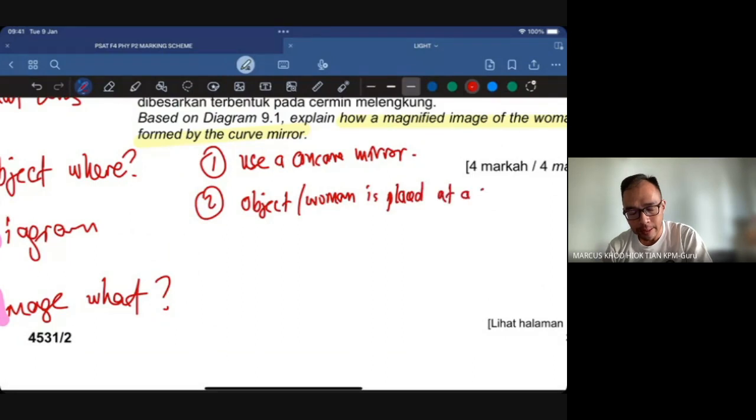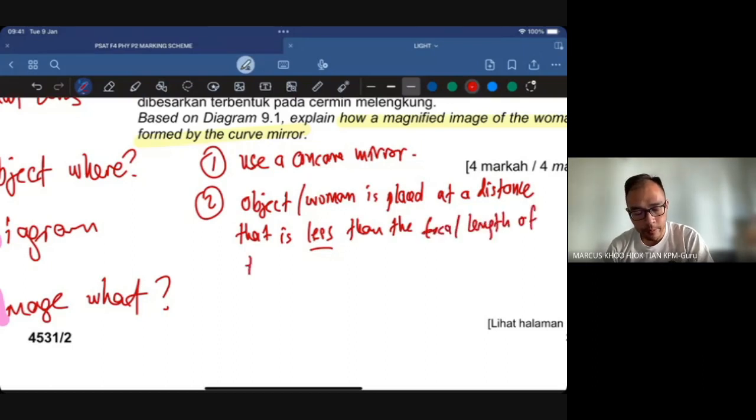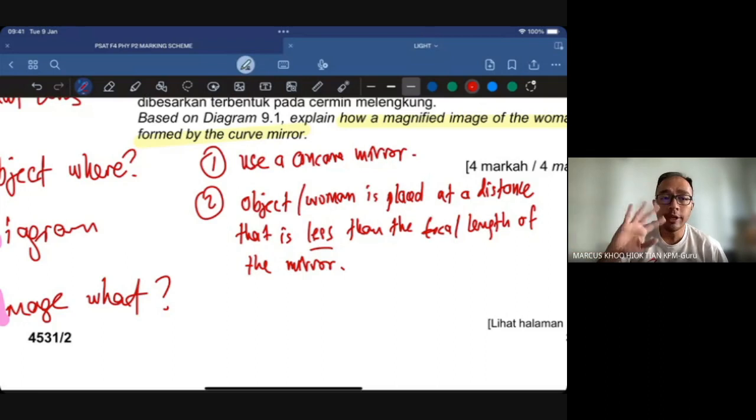at a distance that is less than the focal length of the mirror. Again, generally, I think there are only two positions. I don't think they will ask you for very far. It's either less than the focal length or more than the focal length.